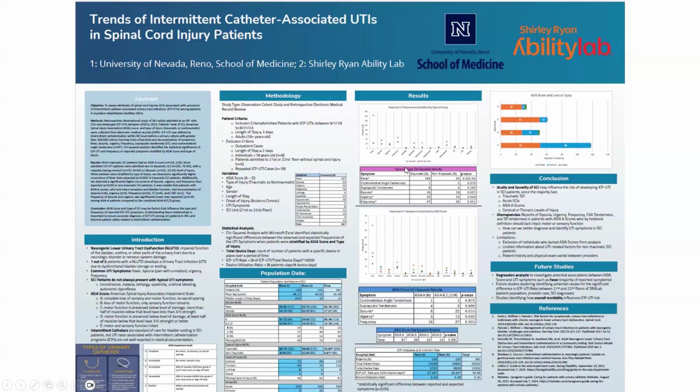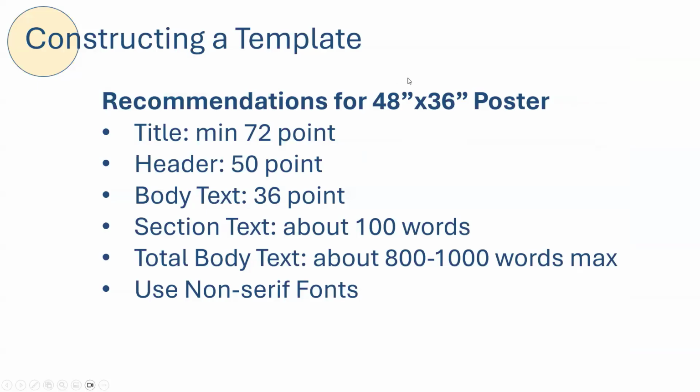Okay, so constructing a template, just some general boilerplate guidelines for a 4x3 poster, which is very common at conferences. Your title, as I said, minimum 72 point, the header about 50 point, the body text 36. That keeps it proportional and looking balanced. In each section, about 100 words. These are just general guidelines.